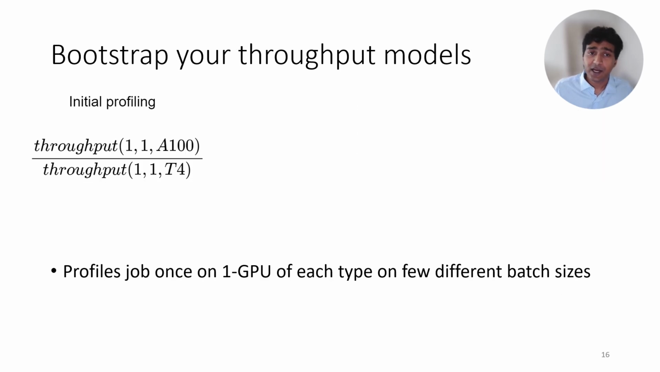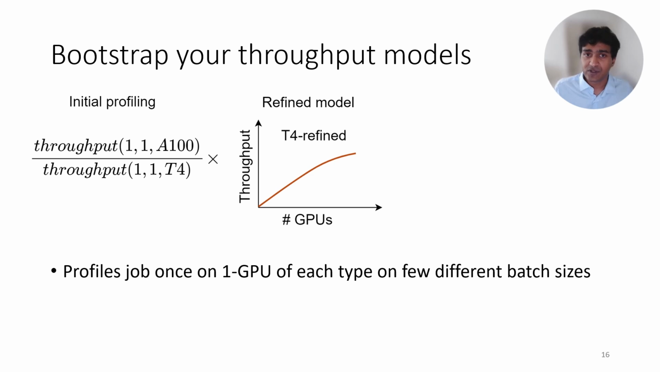SIA uses minimal profiling to populate the goodput matrix. Consider a cluster with 2 GPU types, A100 and T4. Before a job starts running, SIA first profiles its throughputs on one A100 and one T4 GPU on a few batch sizes. Say this job then starts running on T4 GPUs and gets scaled up to 4 GPUs. The goodput model for T4 GPUs would be accurate as it is refined using profiles collected during execution. Without profiles on the A100 GPUs, SIA cannot determine the goodput scaling on the A100s.